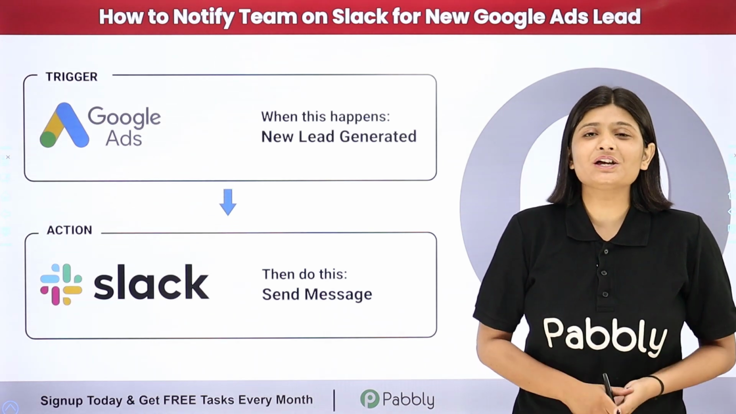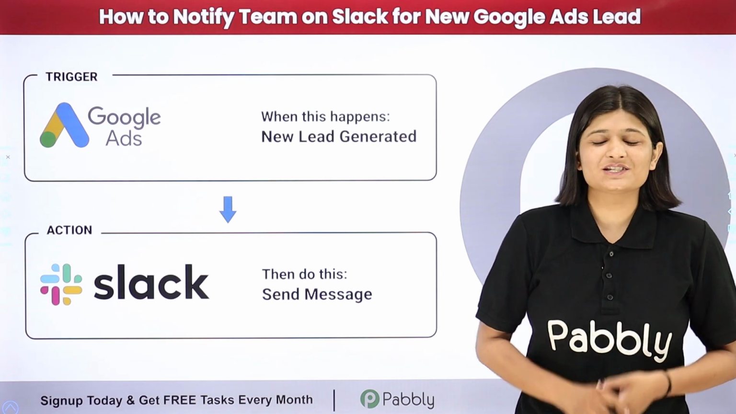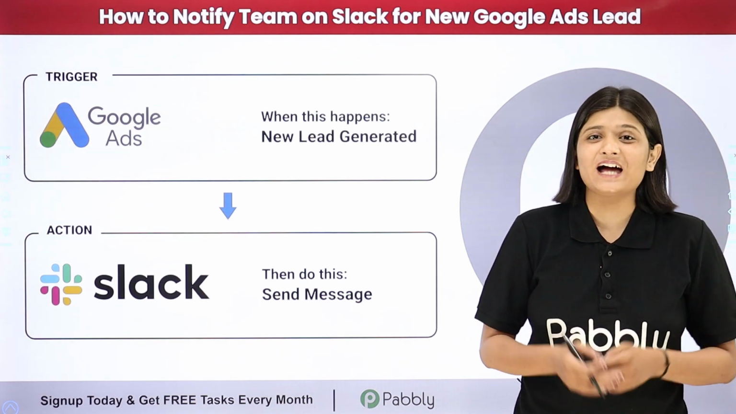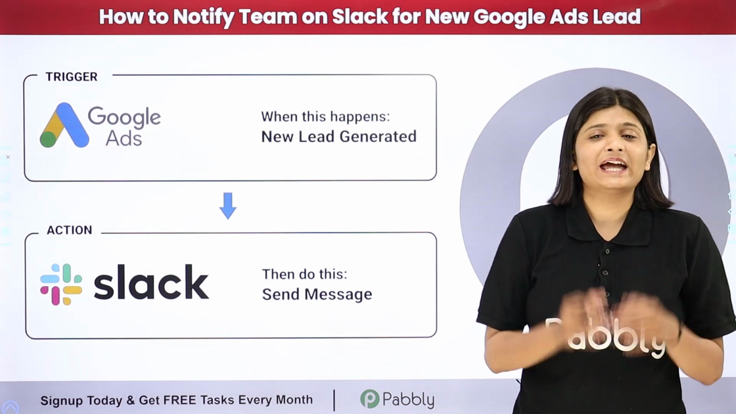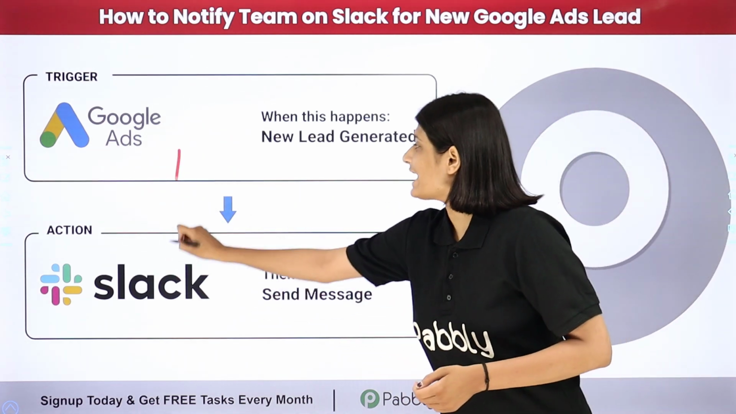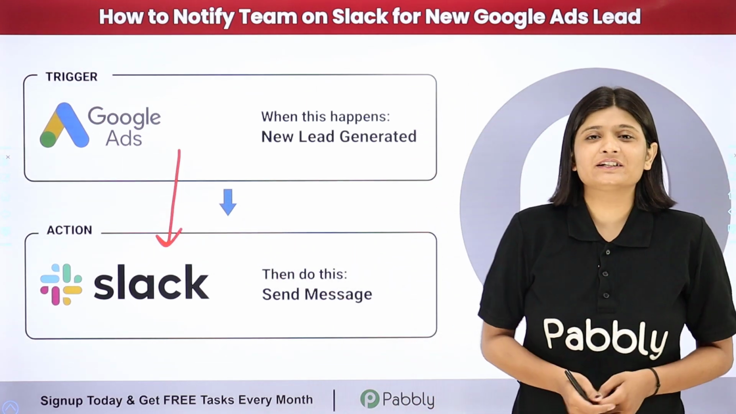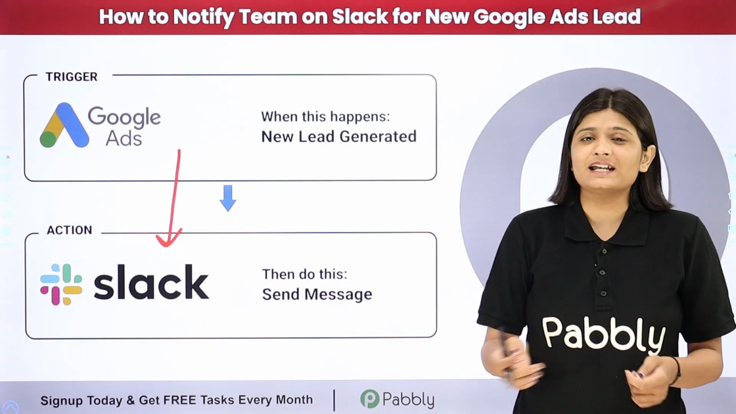So to do this automation, I am going to use Pabbly Connect. Pabbly Connect is an amazing automation and integration software which requires no coding or programming skills. Here I just need to build a connection between Google Ads and Slack. Pabbly Connect runs on two principles, which are trigger and action.